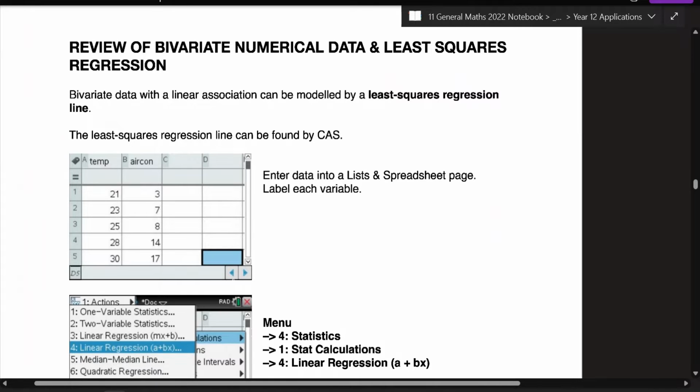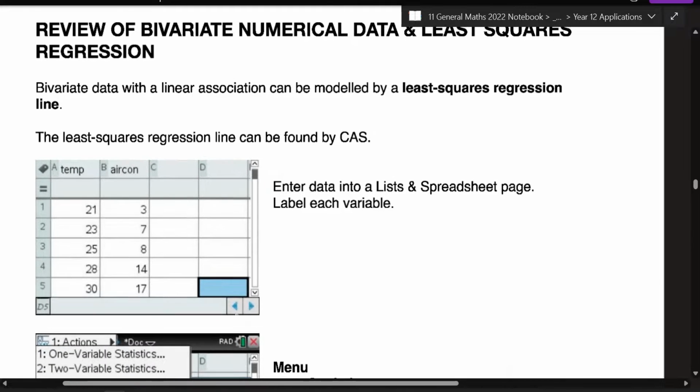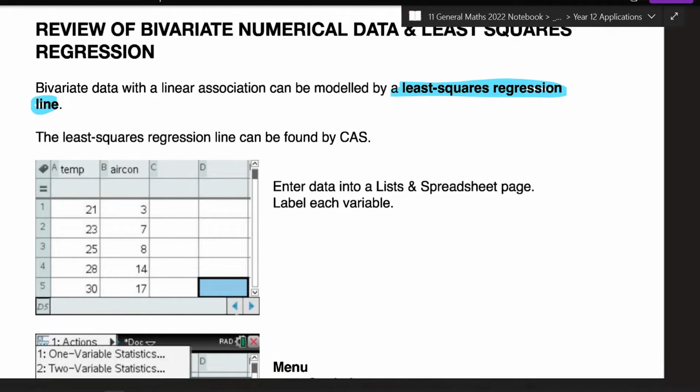Some things that you do need to remember with bivariate data is remember this bad boy here, the least squares regression line.